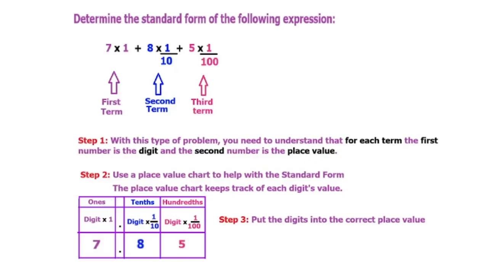So finally, the answer in standard form is 7.85. So every time you get a problem like this that asks you to put this into standard form, this is how you would do it. You would just use this little place value chart and know which digit goes into which place value. And there you have it. That's the end of this problem.